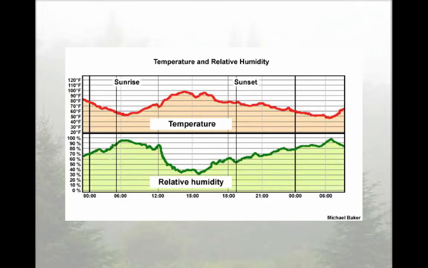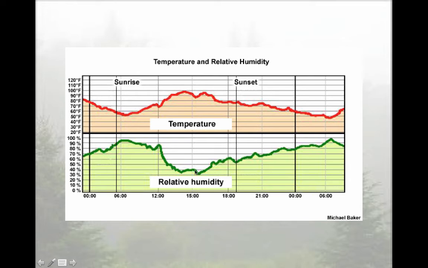So here's our relative humidity and temperature graph for a day, starting out at midnight, going back to midnight. At sunrise, when our temperature is very low, we're going to have a high relative humidity. During the daytime, as we heat up in the peak of our day, our relative humidity becomes low. So they kind of mirror each other oppositely.